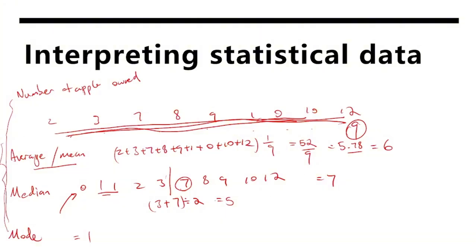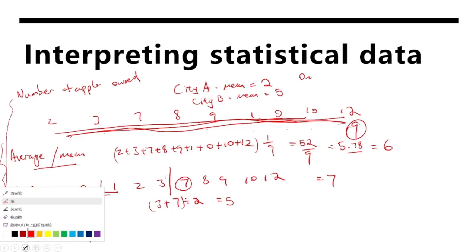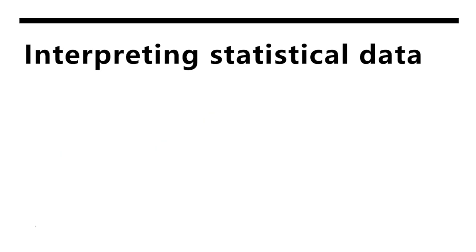For example, if this is like city A, its average mean is 2 apples, and city B, its mean is, let's say, 5 apples. You can say that on average, city B has more apple ownership than city A. Now, how can we do this by graph?